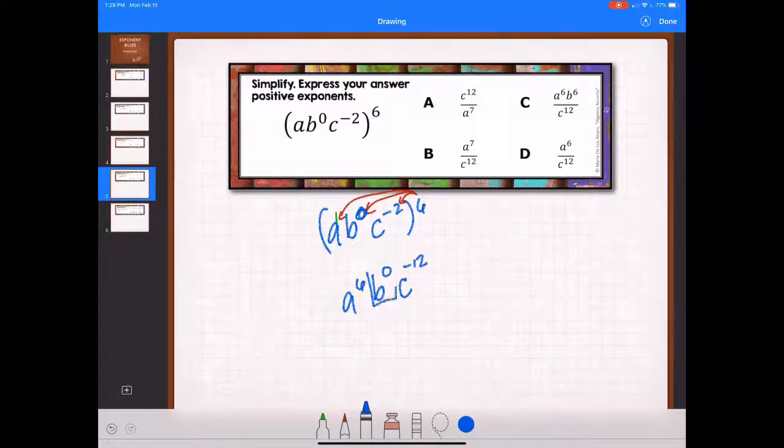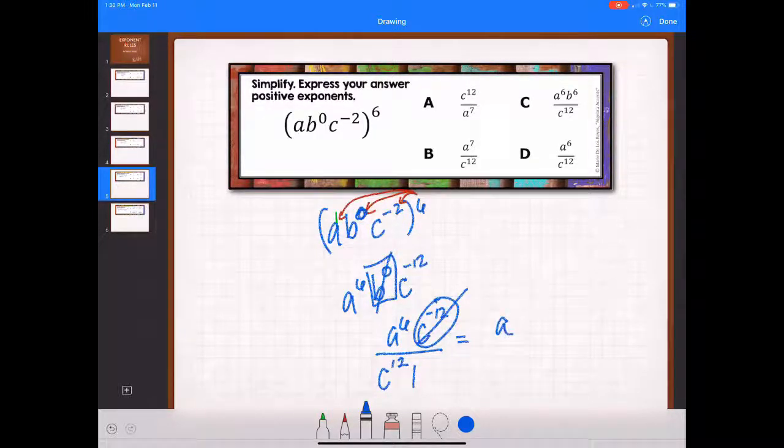And like we said earlier, anything to the 0 power is equal to 1, so we don't really have to write that. So now what we have is a to the 6th power, c to the negative 12, and then of course, we have to rewrite this as a fraction because of this negative exponent. We want to make it positive by taking it to the other side of the fraction. So our simplified answer is a to the 6 over c to the 12.